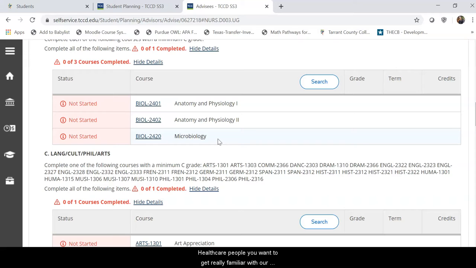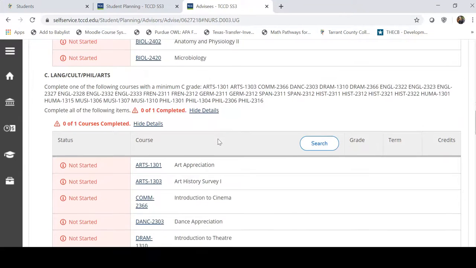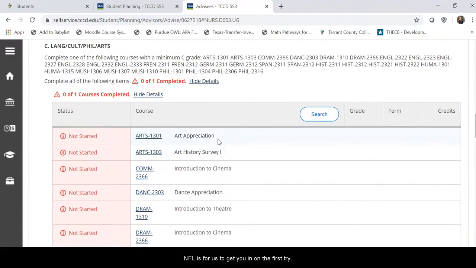So healthcare people, you want to get really familiar with our page, research your program, and read very carefully what the requirements are, because some of the programs only accept applications once a year. That's the difference between you getting into your program this year and you having to wait a whole other year just because you overlooked something. So we really have to stay in very close contact to make sure that all your application requirements are done and done on time. Okay, because you have a very tight window to get them done. And the goal is for us to get you in on the first try.